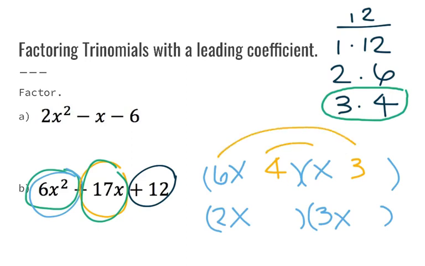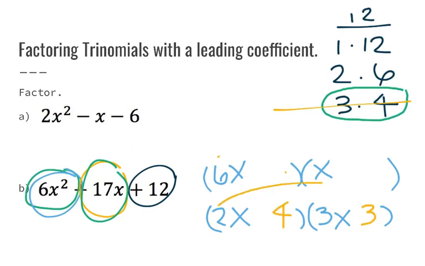What I need to check is this loop and this loop. So 6 times 3 gives me 18, and 4 times x is going to give me 4x. So 18x and 4x. 18 and 3 will never help me get to 17, which means 4 and 3 are not going to be the numbers in this parentheses. But before I cross it off, let's check if it works down here.